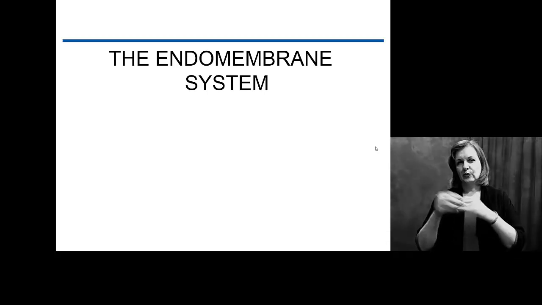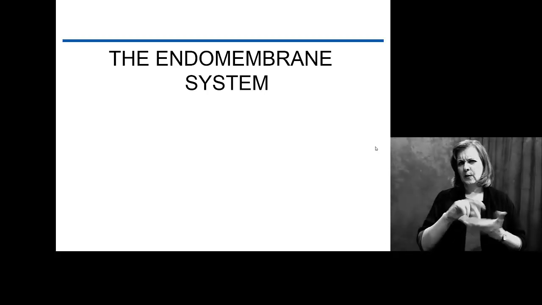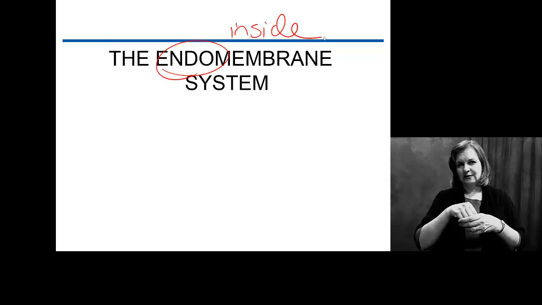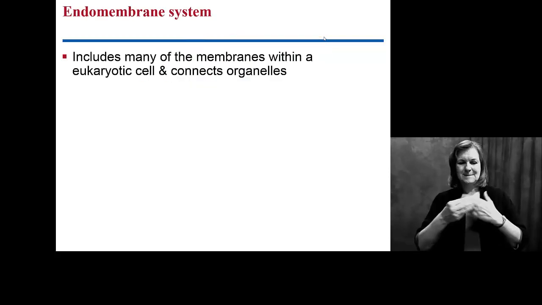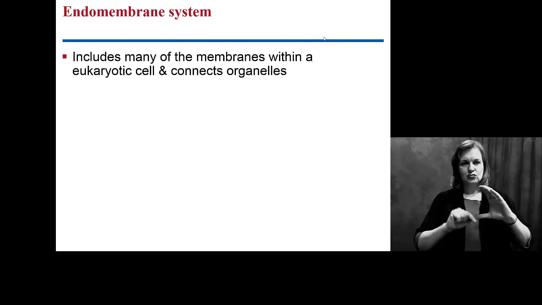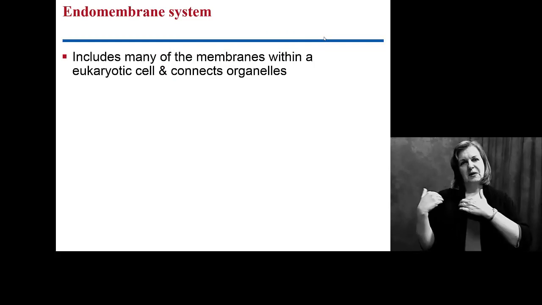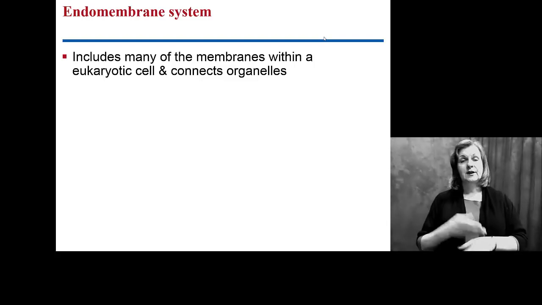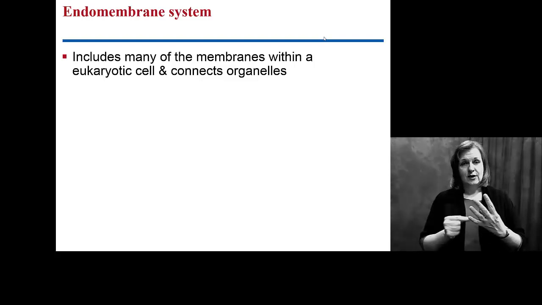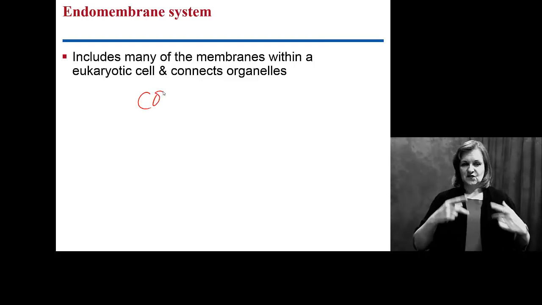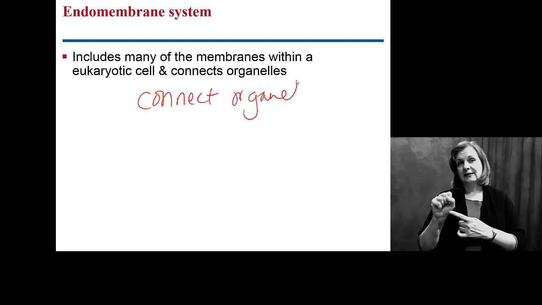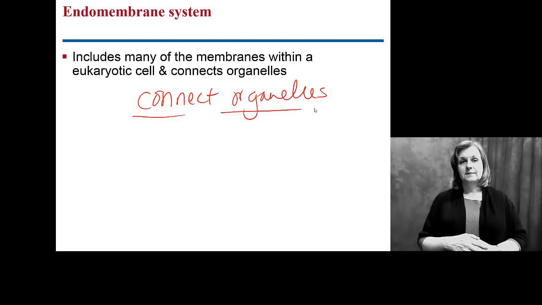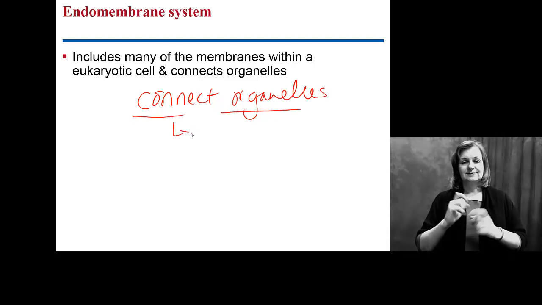The endomembrane system, do you remember what I told you endo means? Endo is inside, so it's that membrane system inside the cell. And when we look at these inner membranes inside the cell, they're going to have a lot of jobs, okay? The primary job of these membranes is to physically connect organelles inside the cell. So essentially an internal support structure.